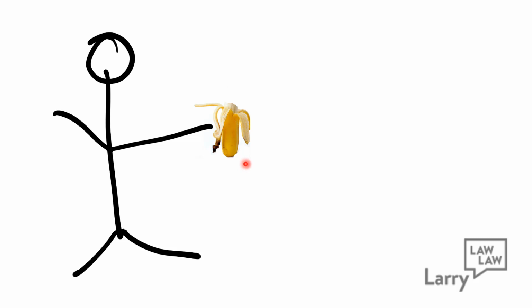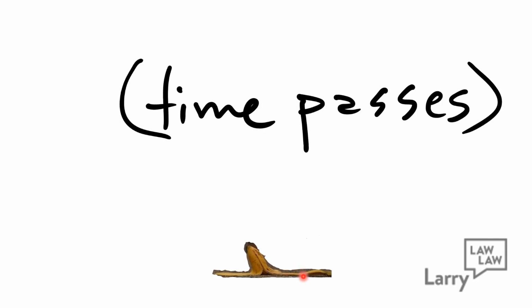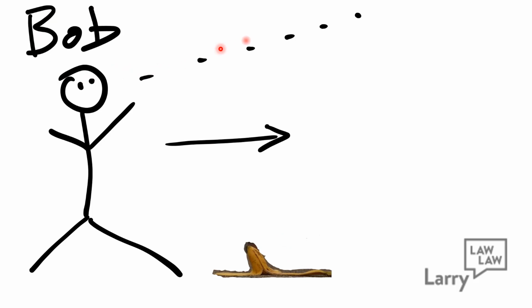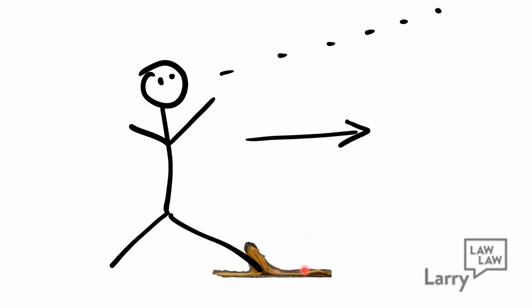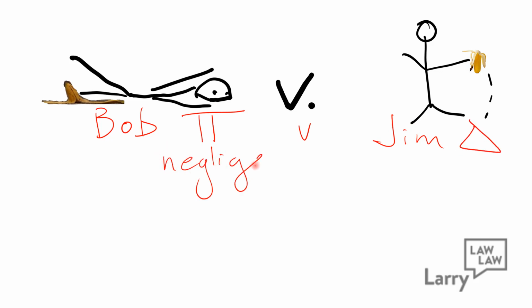And what's he going to do with the banana? He's going to eat it. And what's he going to do after he eats it? Like a jackass, he's going to drop the peel right on the ground. Some time passes, and we've got Bob. Bob is kind of looking this way as he's walking down the sidewalk. He doesn't see the banana peel. He steps on the banana peel and plop, he falls down. So we've got a nice lawsuit. We've got Bob as the plaintiff versus Jim as the defendant. He wants to sue for negligence.